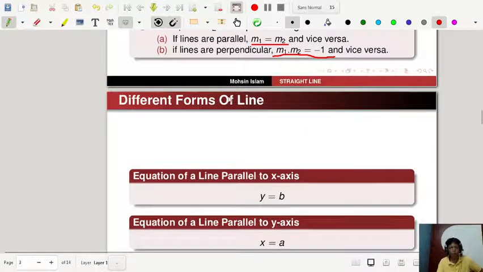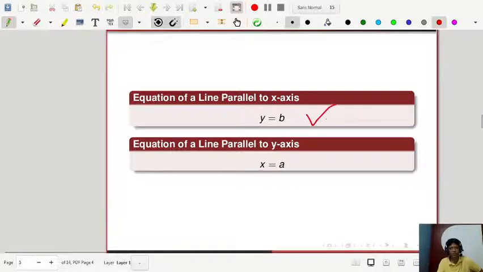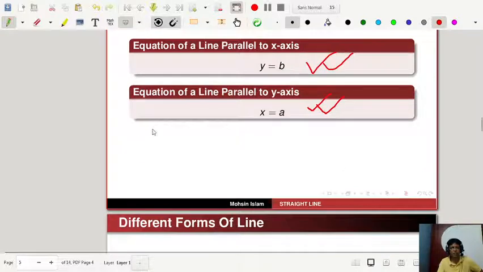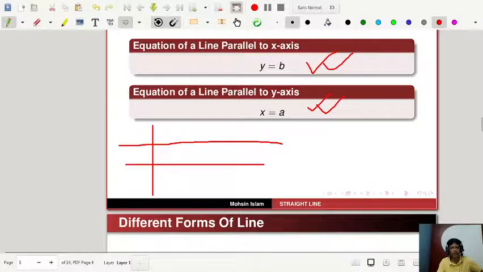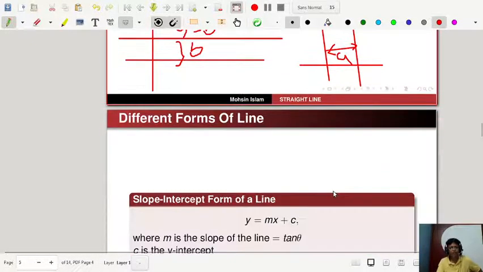So we have different forms of line now. Equation of a line parallel to x axis is given by y equal to b, and equation of a line parallel to y axis is given by x equal to a. This is very easy to identify, because for a line parallel to the x axis, this distance is b, a constant, so it is given by y equal to b. And if a line is parallel to the y axis, then this distance is a constant a, so that is given by x equal to a. Okay.